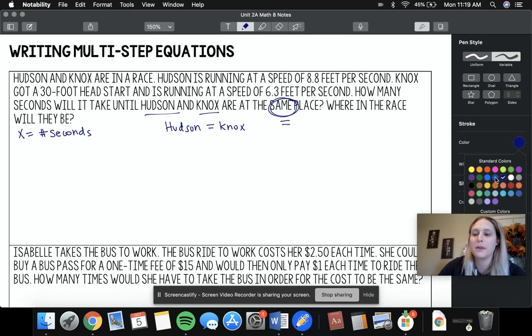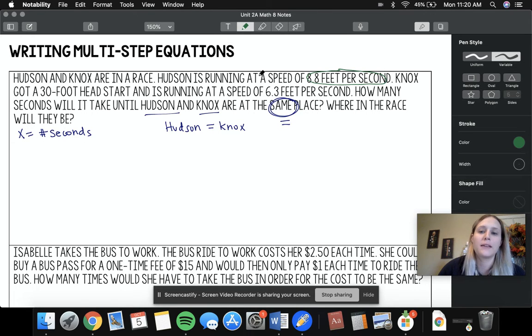So now we're going to go back into the word problem and find what numbers represent Hudson and what numbers represent Knox. So here we have Hudson is running at a speed of 8.8 feet per second. Okay, so 8.8 feet per second. Seconds is what our x is, so we're going to represent that by 8.8x.